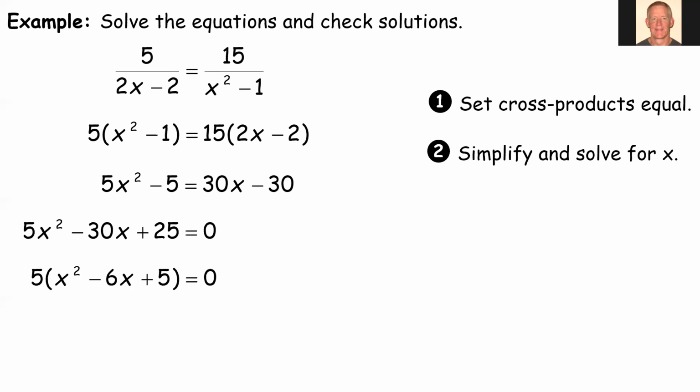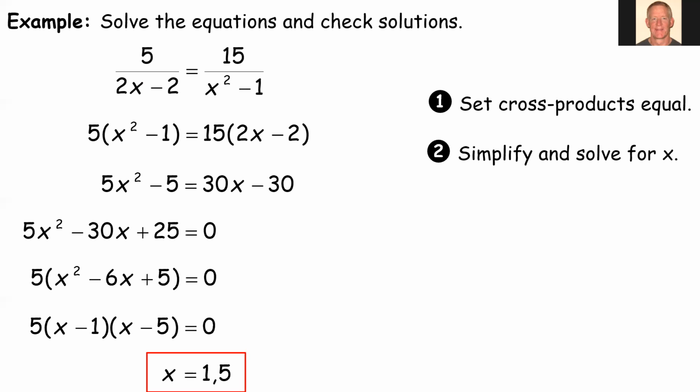Now we want to factor it. Now, I'm not going to show all the steps of factoring, but first we can factor out a 5 here. And then the remaining quadratic, we could factor as x minus 1 and x minus 5. And now, what would the solutions be, right? We have two solutions, x equals 1 and x equals 5. So sometimes we wind up with a quadratic equation we need to solve, but we should be able to handle that.